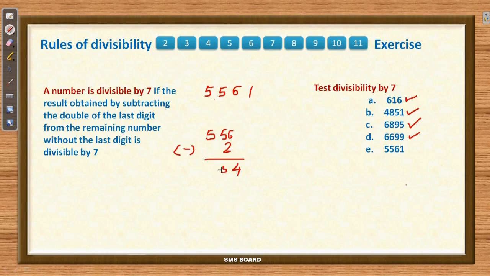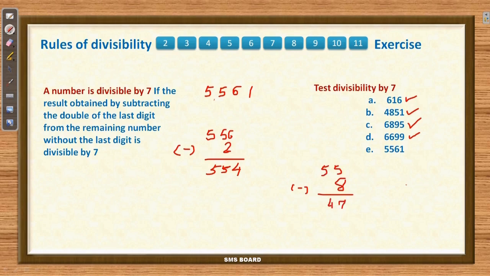5. So to test divisibility of this 554 by 7, we apply the rule again. That is 4 double is 8. Subtract 8 from 55. So what is 55? That is 15. Here we will take 1 from 5. That is 15 minus 8, 7.